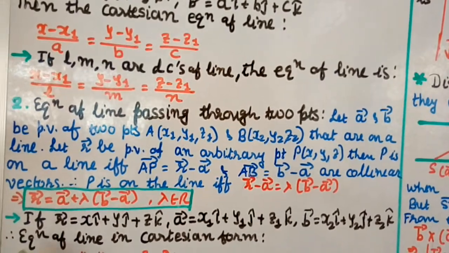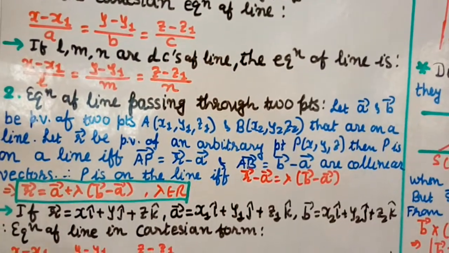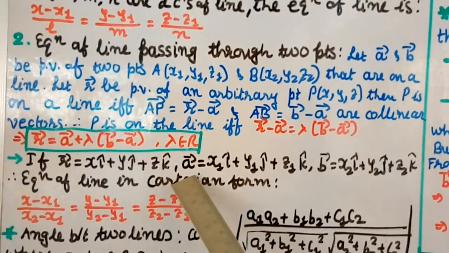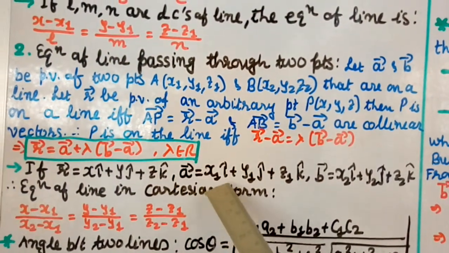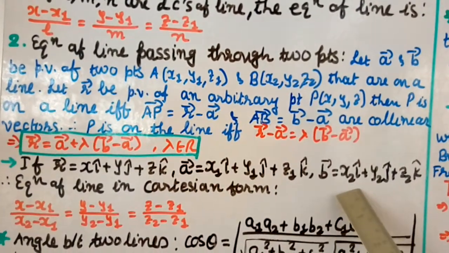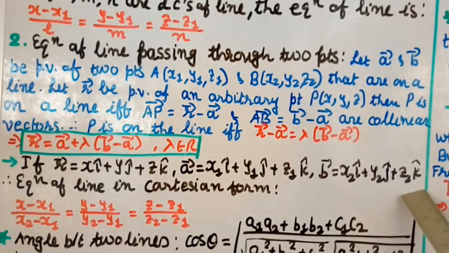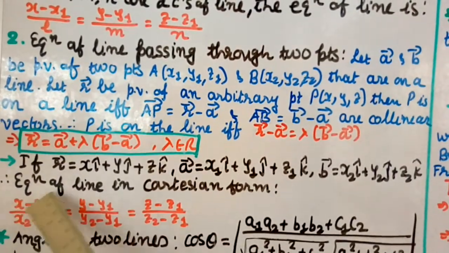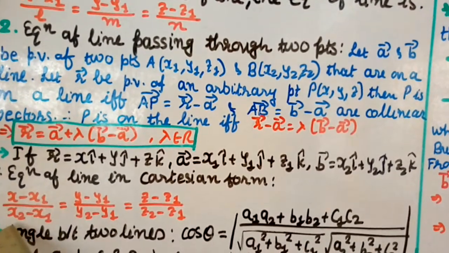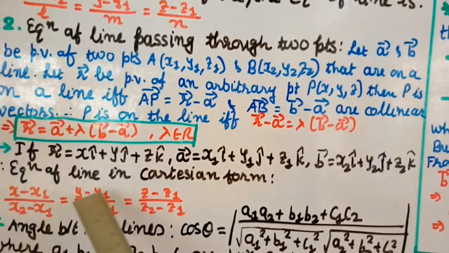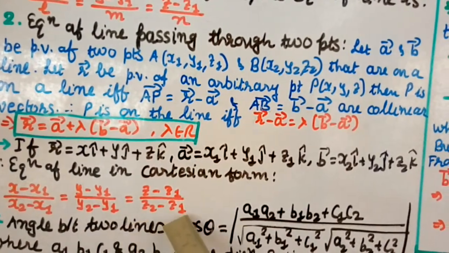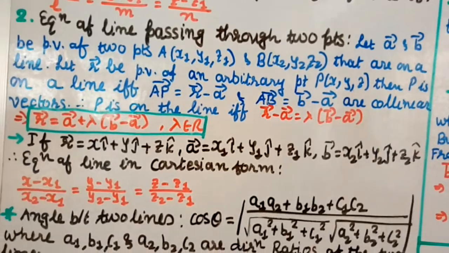Let us now write it in Cartesian form. If vector a is equal to x1 i cap plus y1 j cap plus z1 k cap, and vector b is equal to x2 i cap plus y2 j cap plus z2 k cap, then the equation of the line in Cartesian form is (x minus x1) divided by (x2 minus x1) equal to (y minus y1) divided by (y2 minus y1) equal to (z minus z1) divided by (z2 minus z1). So this is the equation of the line.